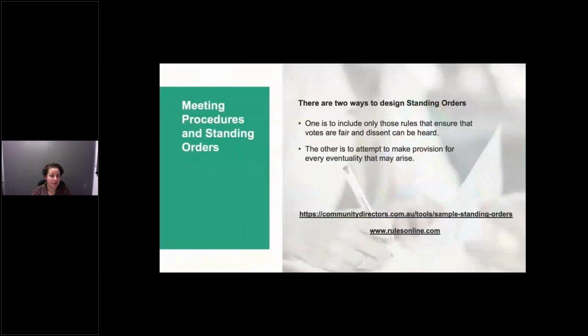So sorry, just before I click to the next slide, there's 2 links on there that you'll see. One is to the Community Director's Standing Orders sample that you can have a look at. That's the organisation I work for. There's also Rules Online, which is a very, I guess, full version of standing orders that you might want to use, and both of those documents are very useful.